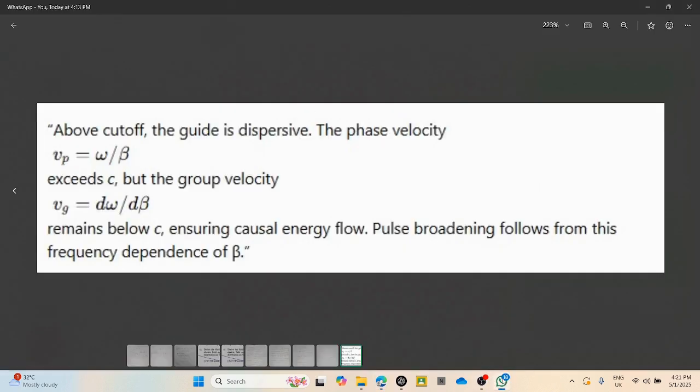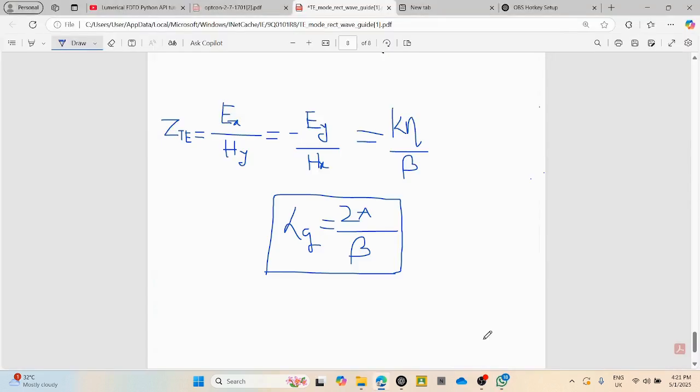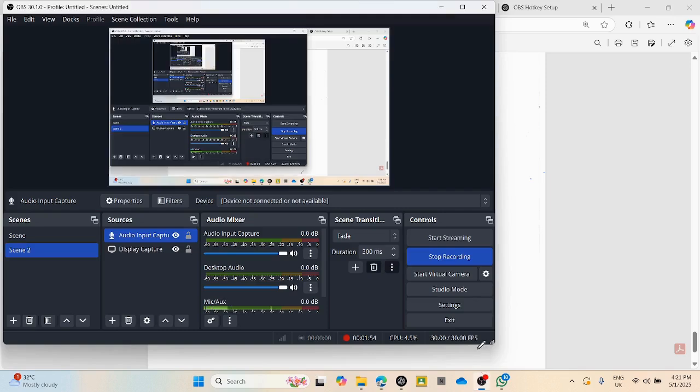Now we will be discussing another two parameters, which are phase velocity and group velocity. The phase velocity is denoted by the ratio of angular frequency and propagation constant, v_p is equal to omega by beta, and above the cutoff the guide is dispersive. The group velocity is defined as the ratio of change in angular frequency divided by the change in propagation constant. And these were the remaining parameters that were to be discussed for TE.